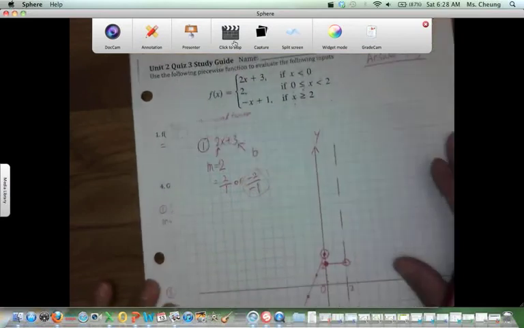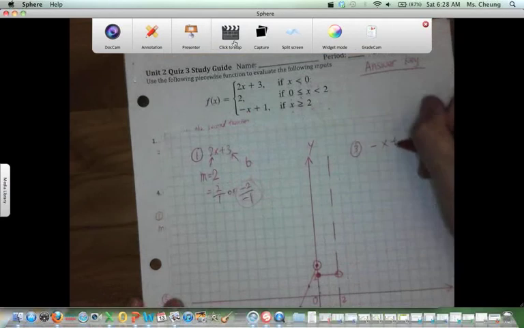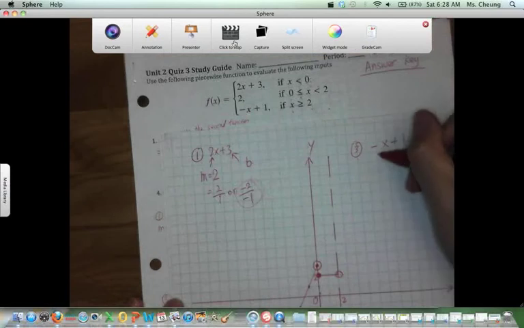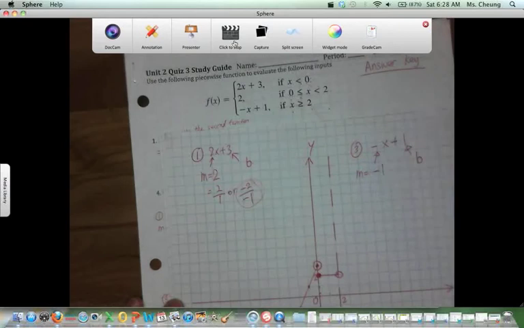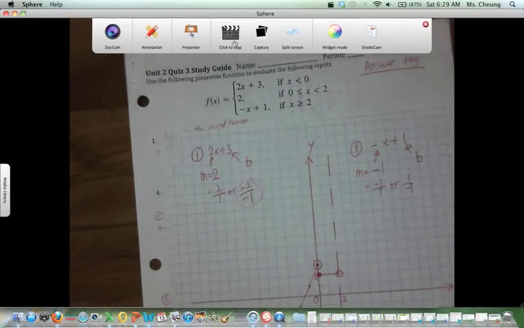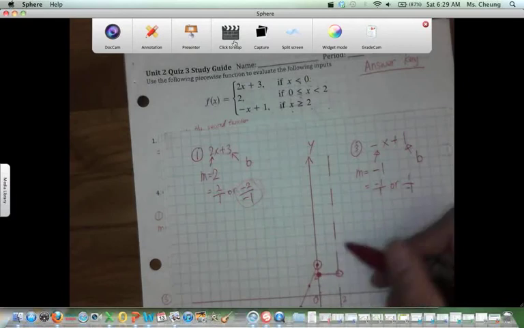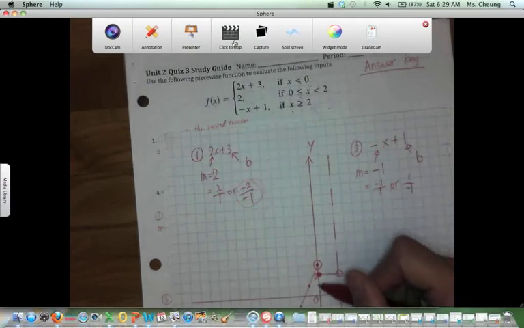After that, I'm going to graph my third function, negative x plus 1. Again, my y-intercept is positive 1, and my slope is the coefficient of x. So it's either negative over 1, following the rise, or it can follow the run, which is 1 over negative 1. The first point that I'm going to graph is my y-intercept, which is 1.